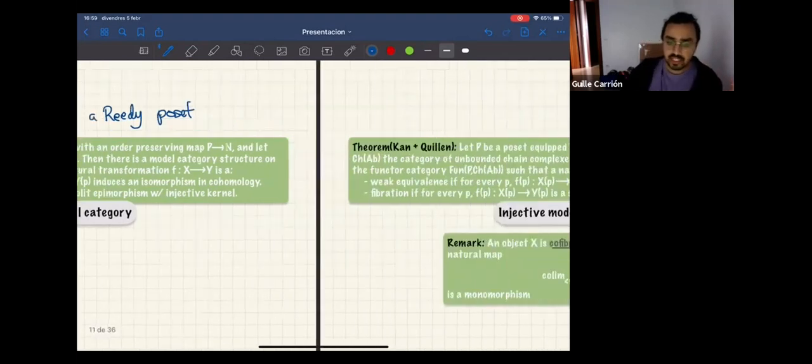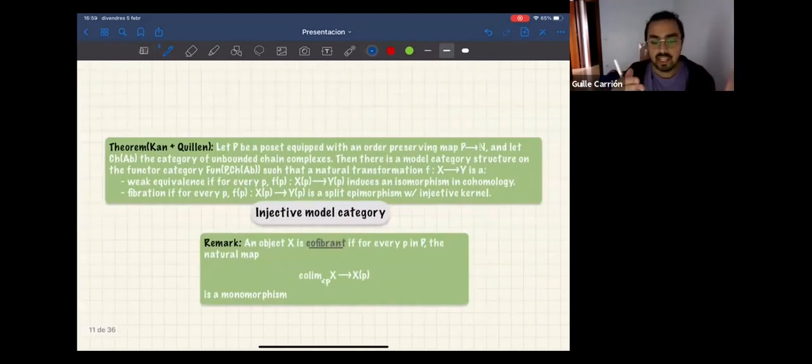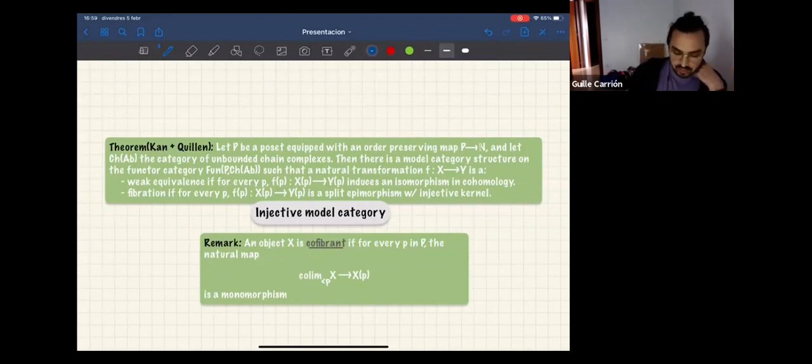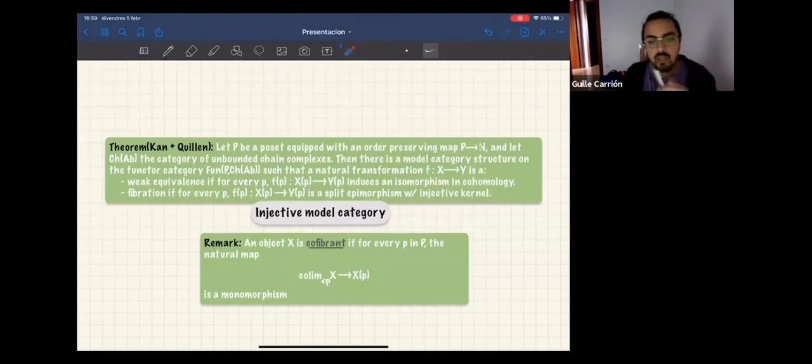In this model category, every pseudo-projective functor is cofibrant. This is just the definition of being cofibrant, and it is equivalent, because if P is a ready poset, then P has the DCC condition.